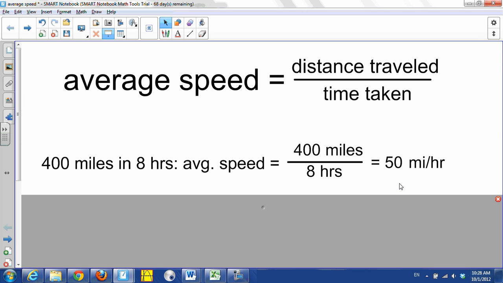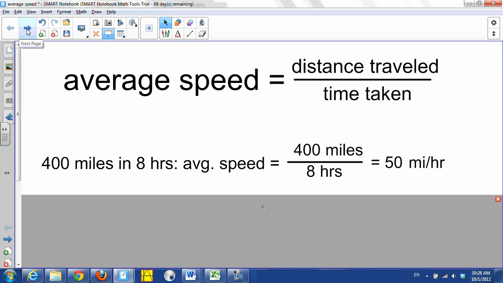Now, back to average speed. Miles divided by hours gives you the units miles per hour. So 50 miles per hour, notice this is the average speed. That doesn't mean you're traveling 50 miles per hour the whole time. There might have been stoplights. On the interstate you were probably traveling 65 or 70. But there were stoplights and areas where you were traveling slower than 50, so it averaged out to 50 miles per hour over the whole trip.